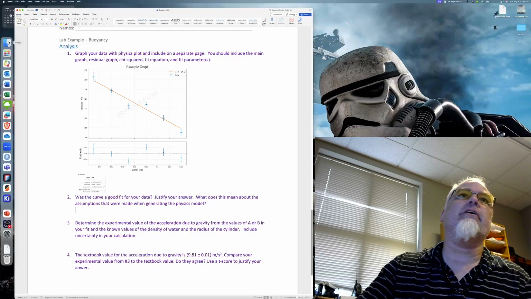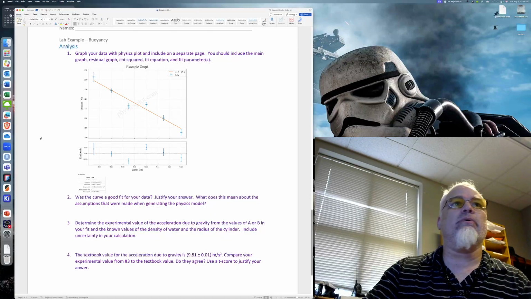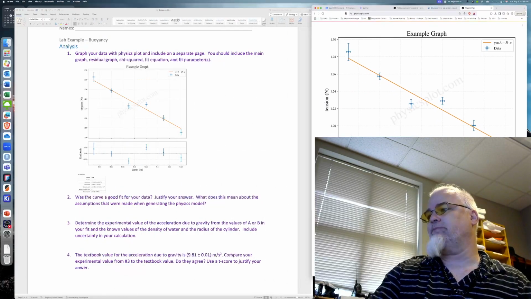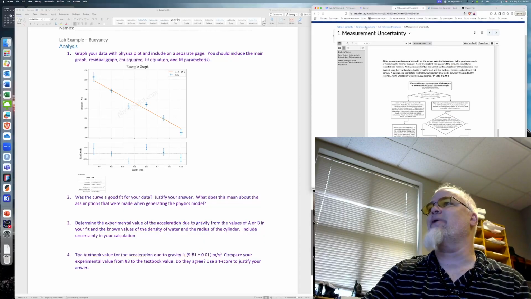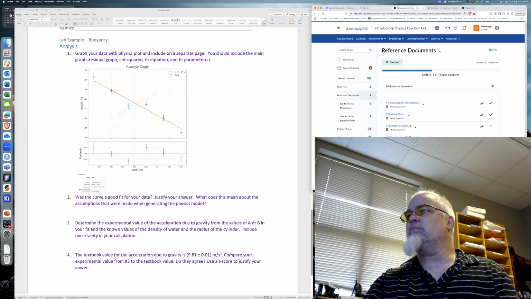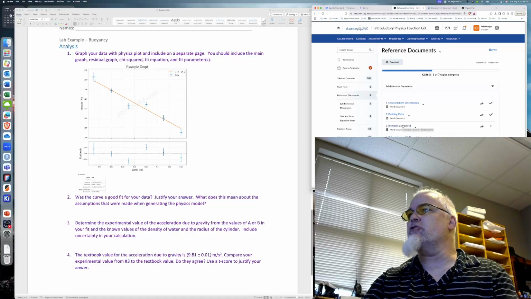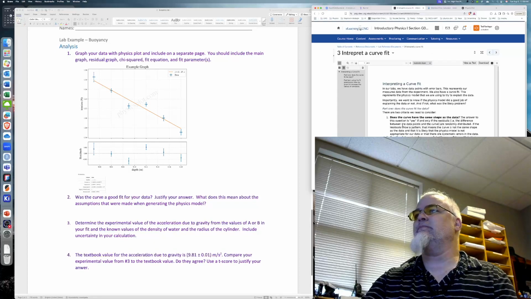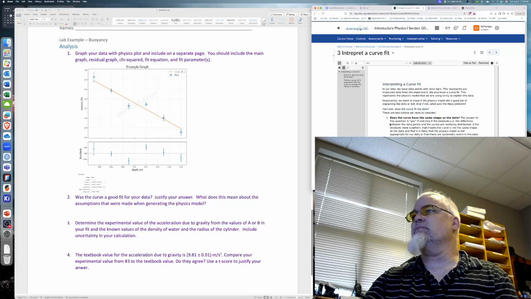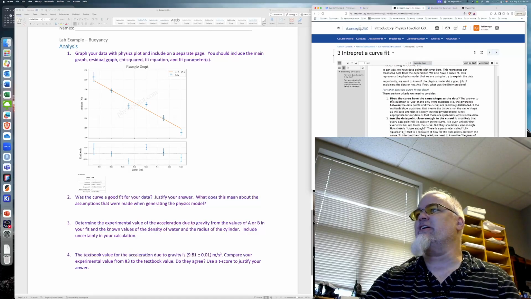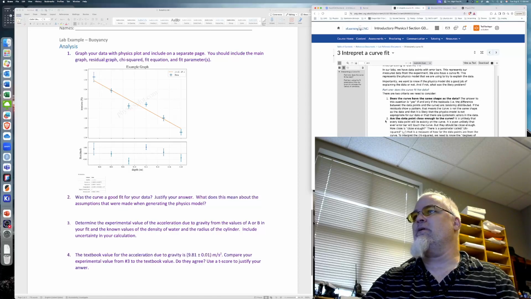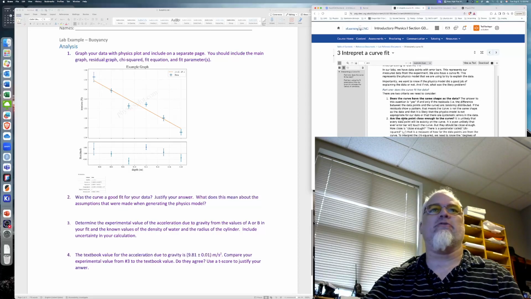All right, so here is where, again, you are going to have to go to the reference documents. If you go to your reference documents, interpreting the curve fit, part one, does the curve fit the data? You've got some criteria here for answering that, and you've got some language for how you might explain your answer. There's some very specific criteria. Does the curve have the same shape as the data? Are the data points close enough to the curve? These are the two criteria.